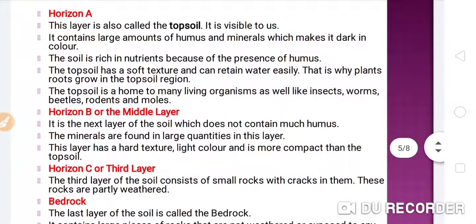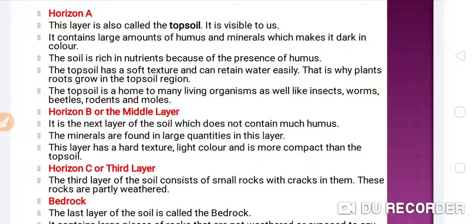The topsoil has a soft texture and can retain water easily. That is why plant roots grow in the topsoil region. It means the soil has the tendency to hold and retain water in between the particles of the soil.